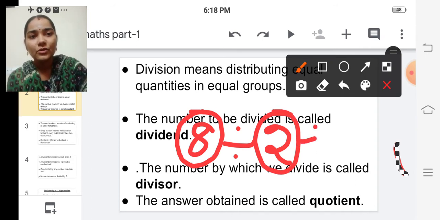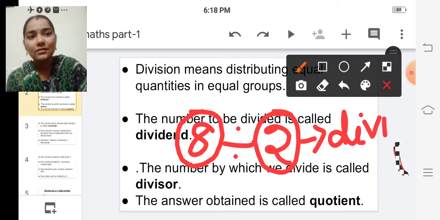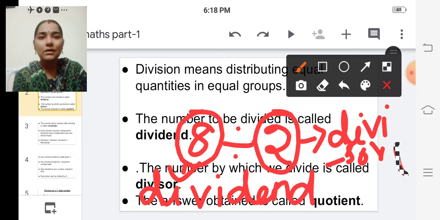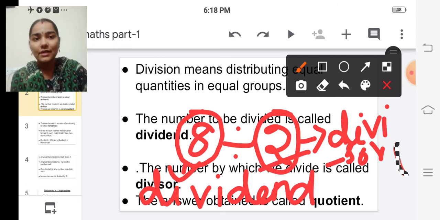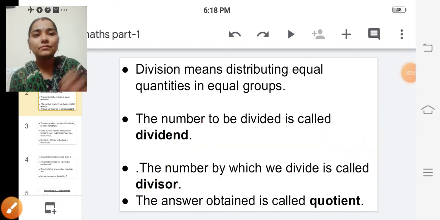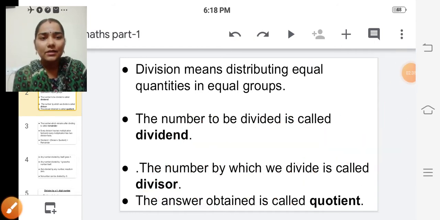So here 2 is divisor and 8 is dividend. The number to be divided is called dividend. The number by which we divide is called divisor. Is it clear, children? Yes. The next one is the answer obtained is called quotient.